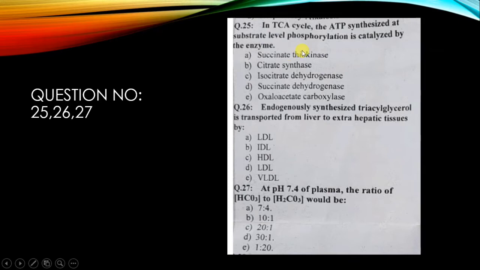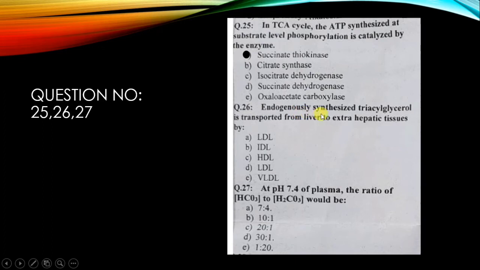Question number 25 says in the TCA cycle, the ATP synthesized at the substrate level phosphorylation is catalyzed by the enzyme: succinate thiokinase, citrate synthase, isocitrate dehydrogenase, succinate dehydrogenase, or oxaloacetate carboxylase. In the TCA cycle, succinate thiokinase is the enzyme which causes the formation of ATP. It catalyzes the reaction of succinyl coenzyme A to form succinate, and in turn gives the GTP molecule, which in turn gives the ATP molecule.